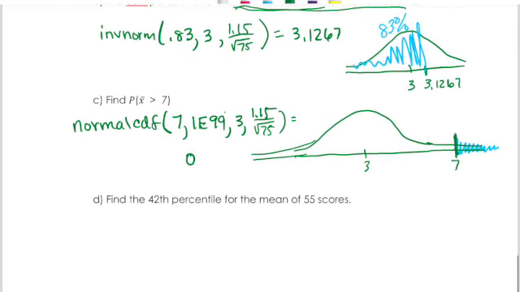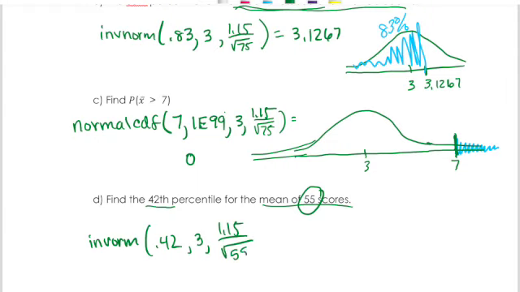All right, now this last question, it says find the 42nd percentile for the mean of 55 scores. So notice the sample size has changed. So the only thing that we have to change is instead of doing a sample size of 75, when we take 1.15 and divide by the square root of 75 for our standard deviation, we just now have to divide by the square root of 55. So we're going to do inverse norm. We're going to put 0.42 and then a mean of 3, and then our standard deviation is 1.15 over the square root of 55.